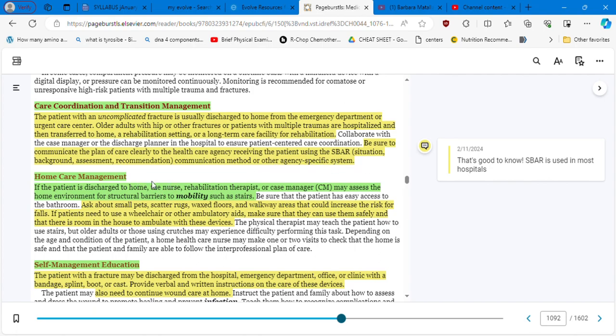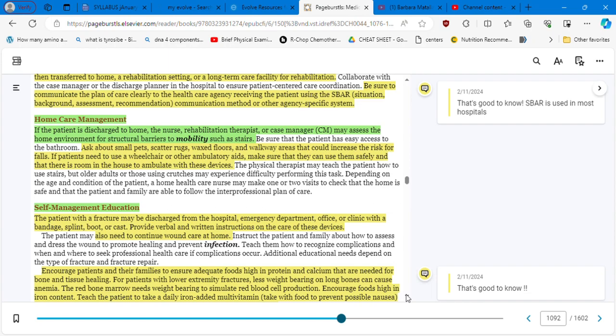Home care management. If the patient is discharged to home, the nurse, rehabilitation therapist, or case manager may assess the home environment for structural barriers to mobility, such as stairs. But this is kind of difficult sometimes, and I would say most of the time. When I used to work as a nurse in home health care, most of the patients that were recovering from these musculoskeletal traumas were transferred to long-term care facilities or maybe rehab centers, because sometimes you cannot arrange the environment, you cannot put all the equipment needed at home.